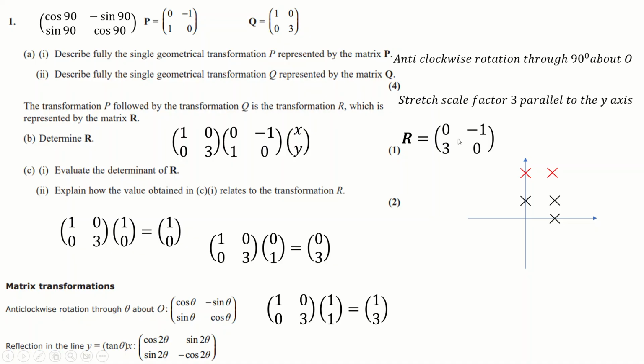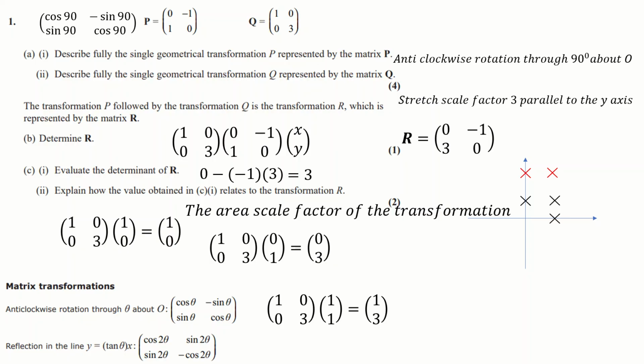Evaluate the determinant of R, so that's going to be 0 times 0 minus 1 times 3. I think that's 3. So that's good. And then explain how the value relates to the transformation. The determinant of a matrix that's being used for transformation is the area scale factor. So you can just write that out.